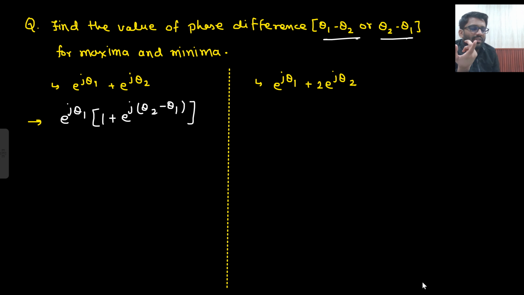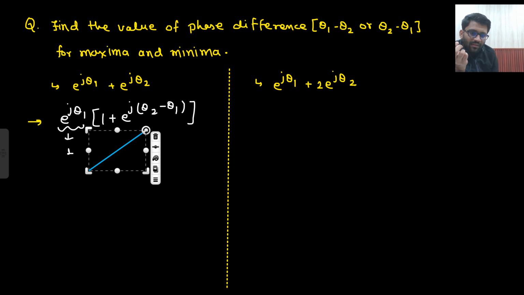Theta 1 minus theta 2 or theta 2 minus theta 1. If you talk about difference, then you can take any of the phase difference, theta 1 minus theta 2 or theta 2 minus theta 1. Then I know that magnitude of this will be 1 only. And what about this guy? So for maxima and minima.